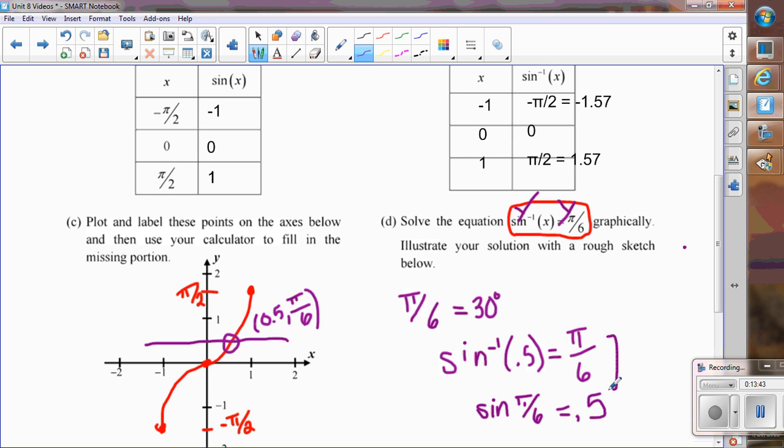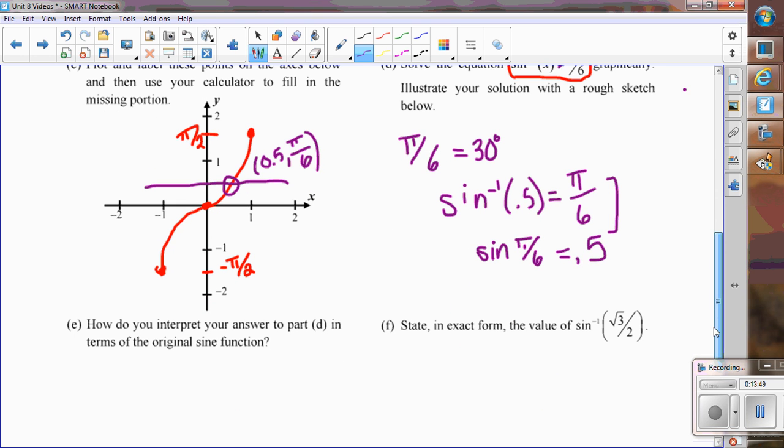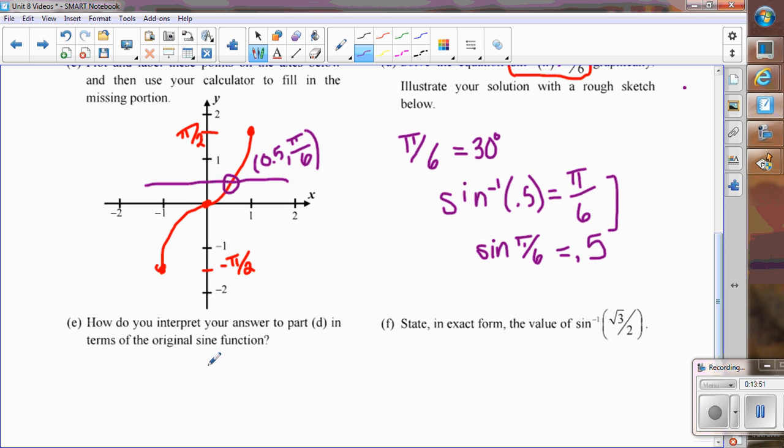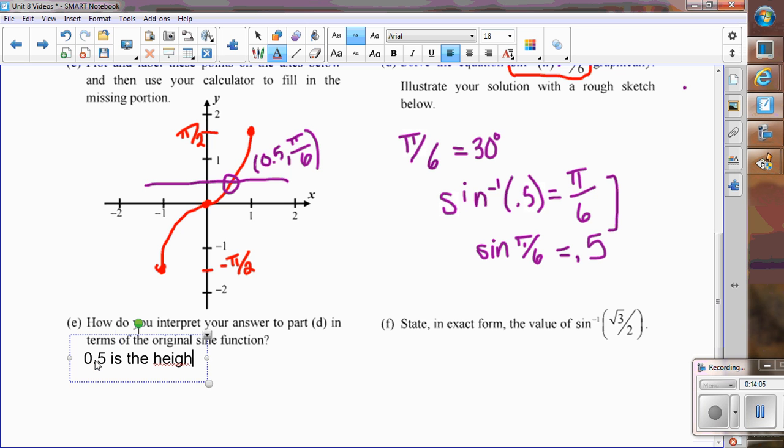These are equivalent equations. This is the inverse function. This is the regular sine function, but they both have the same numbers in them. So how do you interpret your answer to part D in terms of the original sine function? It's really saying what I just said here. 0.5 is the height of the sine curve at pi over 6.